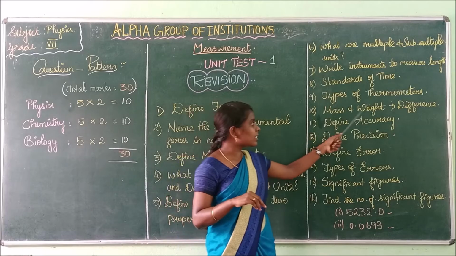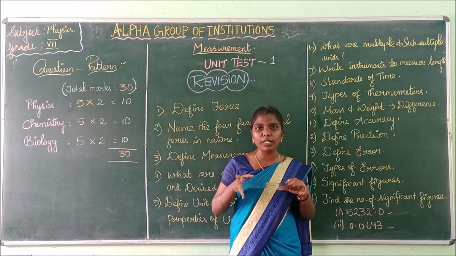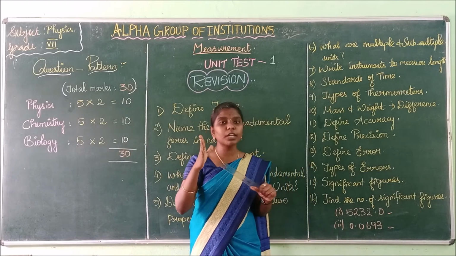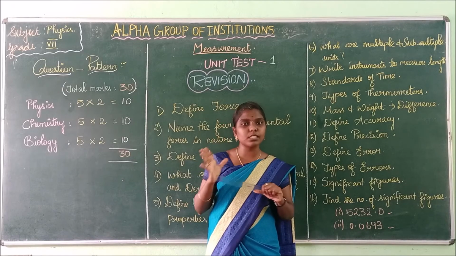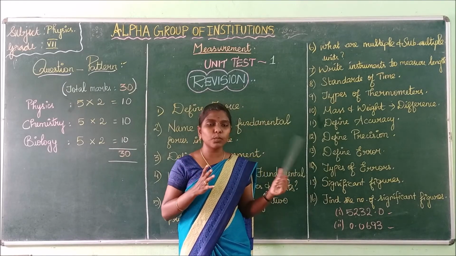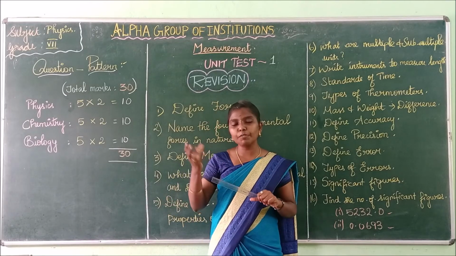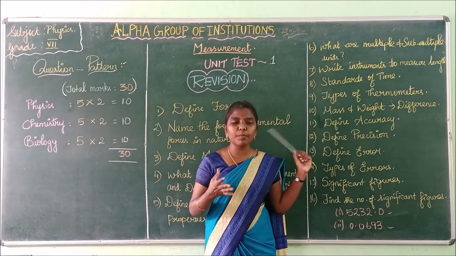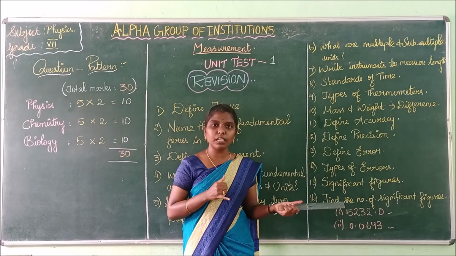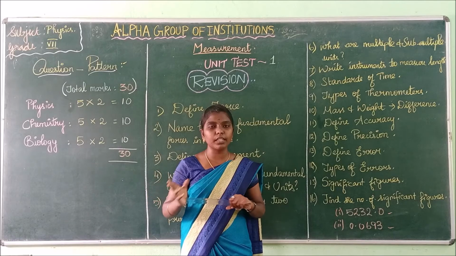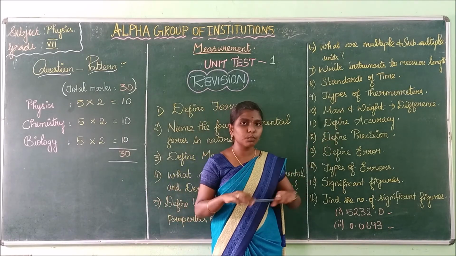Next, mass and weight difference. What is mass? The amount of matter contained in the body is called mass. You have to write the difference between mass and weight, any 2 or 3 differences. Mass is the amount of matter contained in a body. Weight is the pull of gravity on the body. The unit of mass is kilogram. The unit of weight is Newton. Mass is a scalar quantity. Weight is a vector quantity.